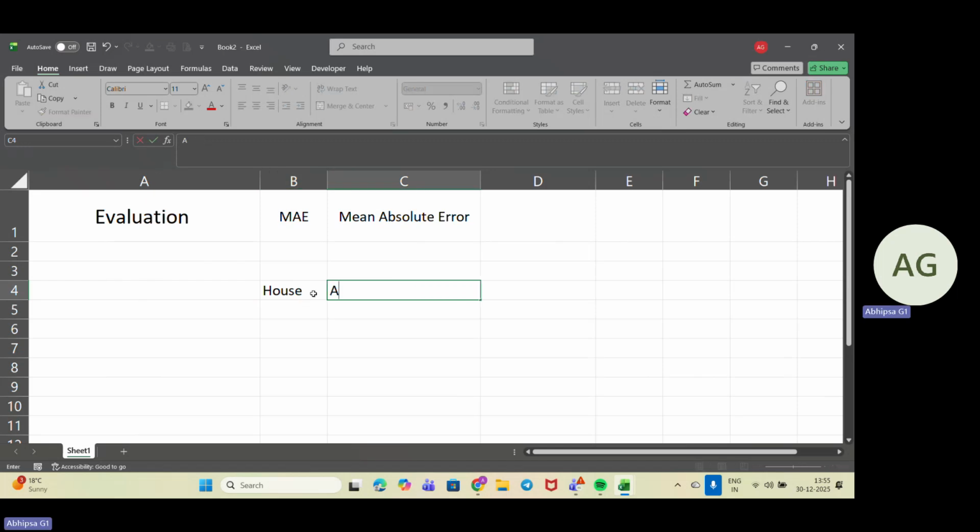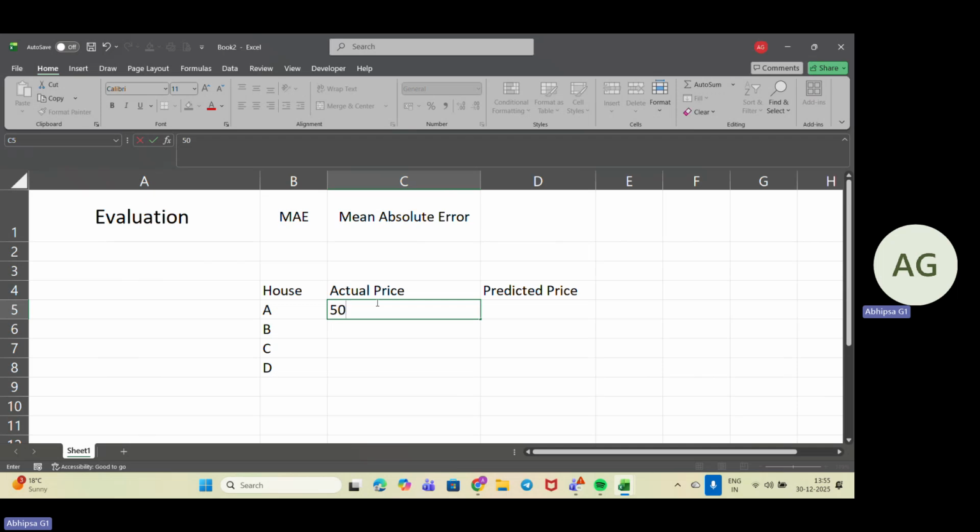Next we have the actual price, and then we have the predicted price. Okay, so here you can understand this house is A, this house is B, this house is C, and this house is D. Now coming down to the actual price in lakhs, of course.